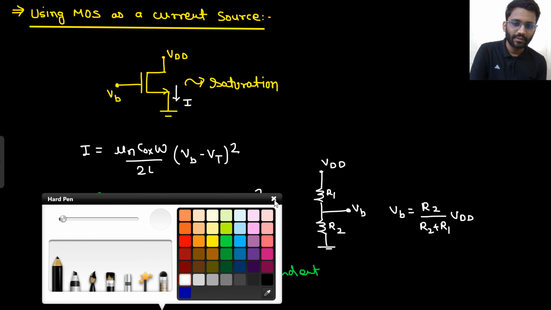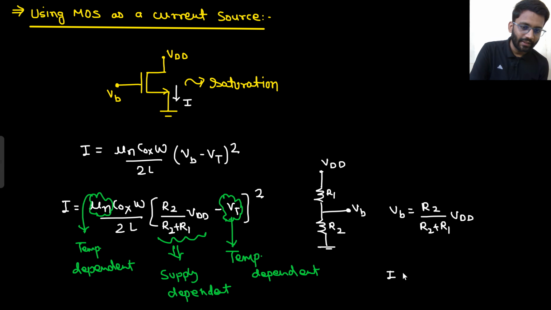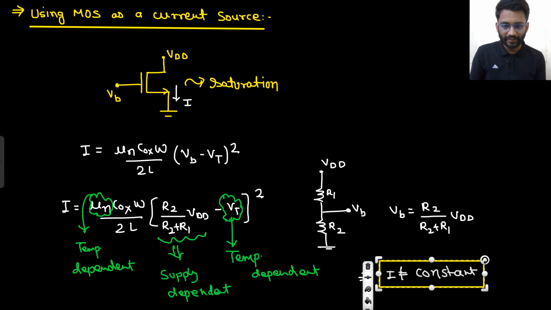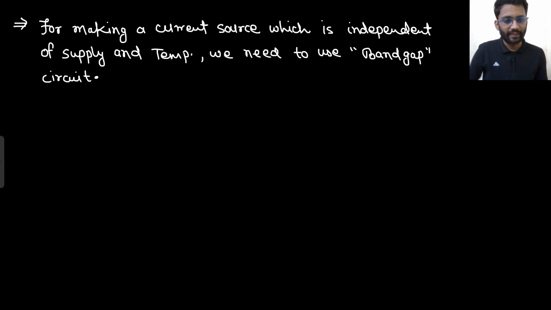When you use a MOSFET as a current source, this I is not constant. So this is the conclusion. We actually need a constant current source, and for making that, we use a circuit known as the band gap circuit. For making a current source which is independent of supply and temperature variation, we need to use a band gap circuit.